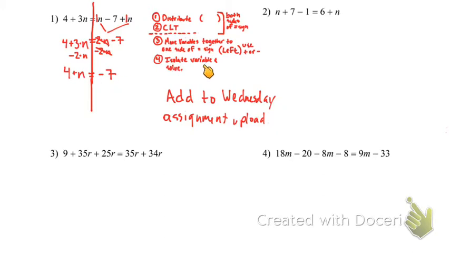And step 4 says I need to isolate the variable. Well, my variable is n. It means I have to get rid of the 4. What's the 4 doing? It actually is adding because it's positive here in the front. So the opposite of addition is subtraction. And what you do to one side, do to the other. These 4's cancel out and n equals negative 11. All right. Okay. So let's jump over to number 2.